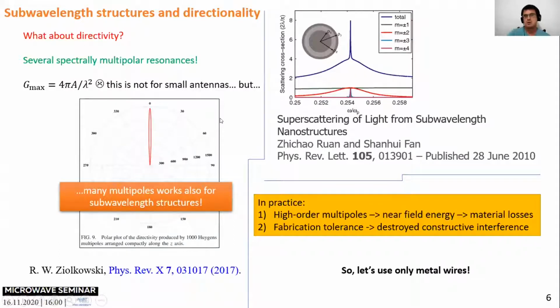However, all this stuff is theoretical. And in practice, usually there are two main difficulties. The first one is related to the fact that if you combine several types of high order resonances, the higher the order of the eigenmode of the resonance of your structure, the more near field power is concentrated in the area of your structure.